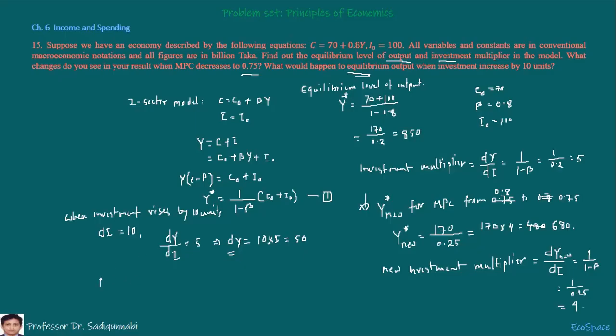So our new y star for di equals 10 is y star new equals y star old plus del y, which is equal to old, meaning 850, plus 50, equals 900.